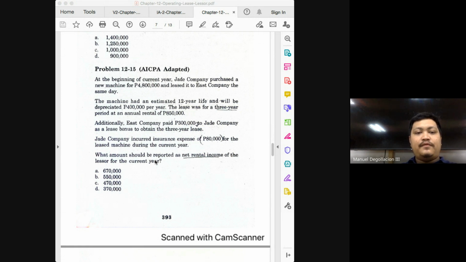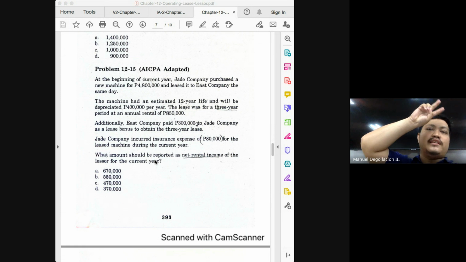And then 950 minus 80 would give you 870. What else are we going to deduct? Do not forget to deduct your depreciation. 870 minus 400 will give you 470. That's it. So again, the most common question is rental income.